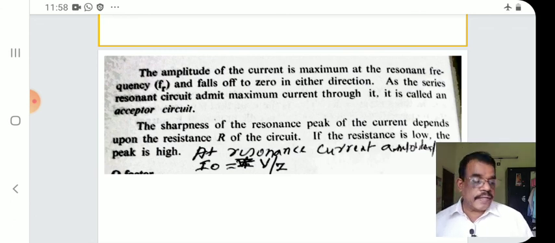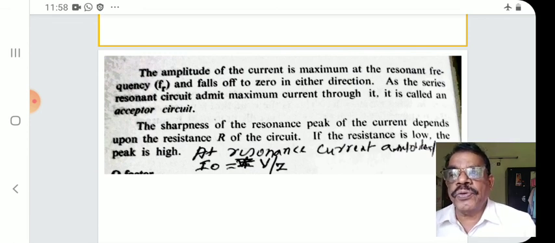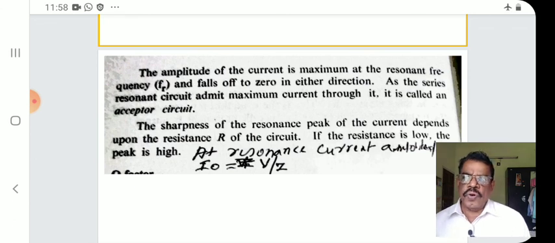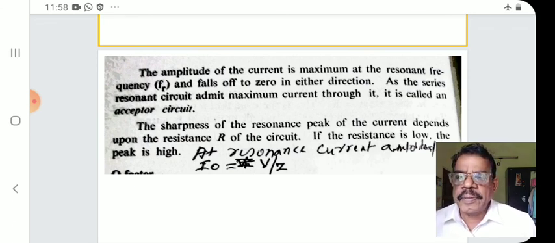I0 is called current amplitude. You understand what is the meaning of current amplitude? You know the current equation is I is I0 sin omega t for resistance. I0 is called current amplitude. I is called instantaneous current. The maximum current I0 can be called as current amplitude. At resonance, I0 equal to V by Z. Z is equal to R at resonance. So I0 is V by R at resonance. You can write there I0 is V by R at resonance.